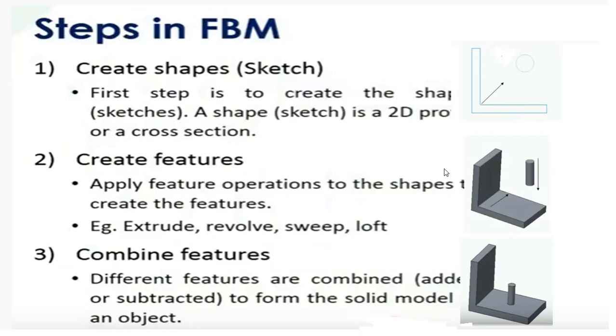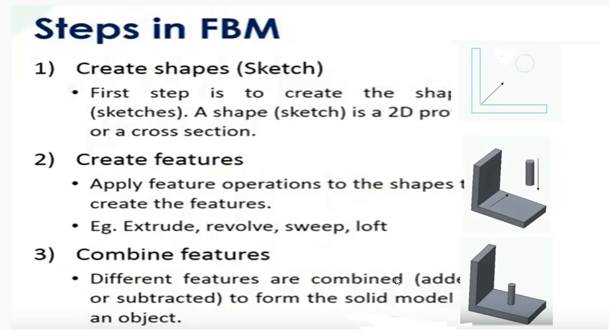Now the second step is create feature. In the first profile we apply the feature operation. For example, we extrude in this direction, so it looks like this. Initially we drew the circle here, so when we extrude in this direction, such type of cylinder will appear. So that is the second step, create features.